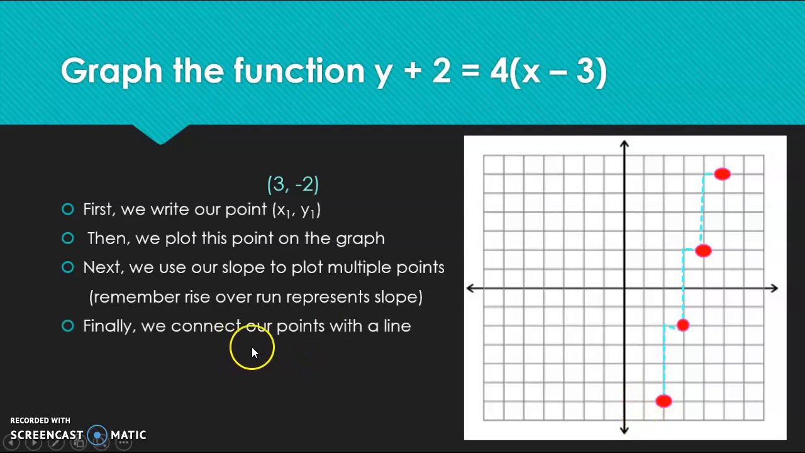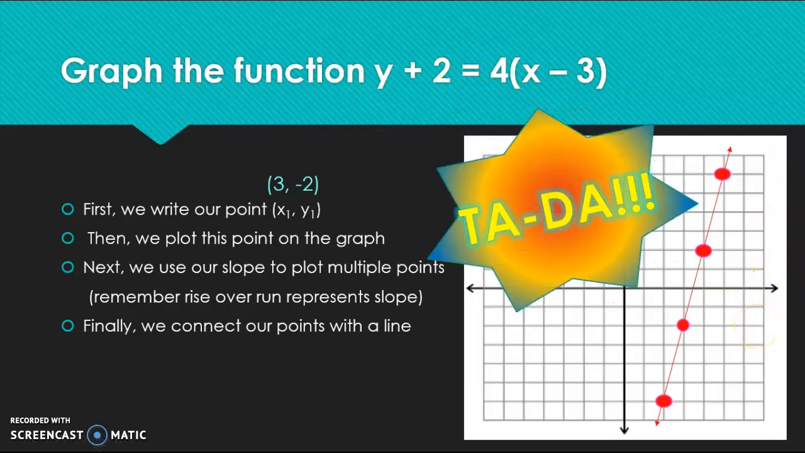So finally, we connect our points with a line. So we just draw a line connecting all these points. And there we go. Ta-da! Just like that, guys. Rise over run using the first point it gave us as a coordinate, and then using our slope.